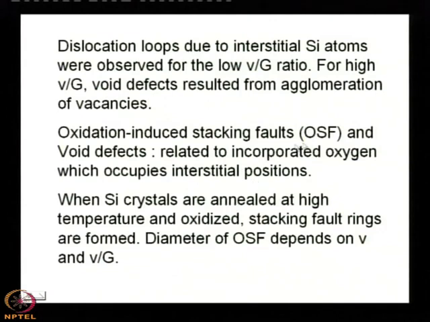That means, if you take a silicon crystal and sometimes for high temperature annealing and oxidation or diffusion type of thing, you will find that when the silicon crystals are annealed at high temperature and oxidized, the oxygen will be incorporated in the crystal in the interstitial position. Okay. So, in the interstitial position there will be oxygen as well, and those oxygen will give you some stacking fault of defect, which is the void defect.